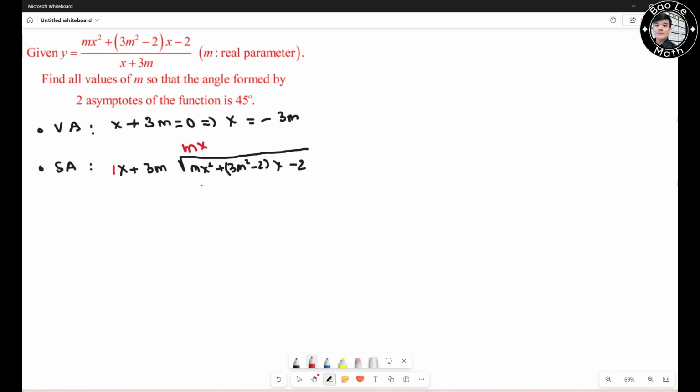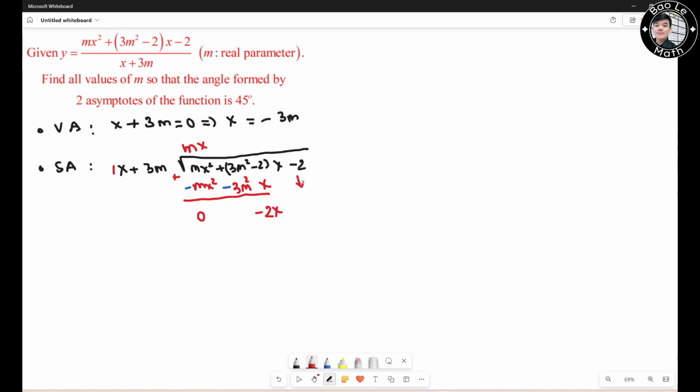Alright, so I multiply this one back. It's going to be mx squared. Alright, mx times 3m is going to be 3m squared x. Alright, so I change the sign. I change this negative sign, and then I put the plus sign right here. I'm gonna add this up. So this cancels out, it's gonna be 0. 3m squared times x minus 3m squared x is gonna be 0. Negative 2 times x is negative 2x right here.